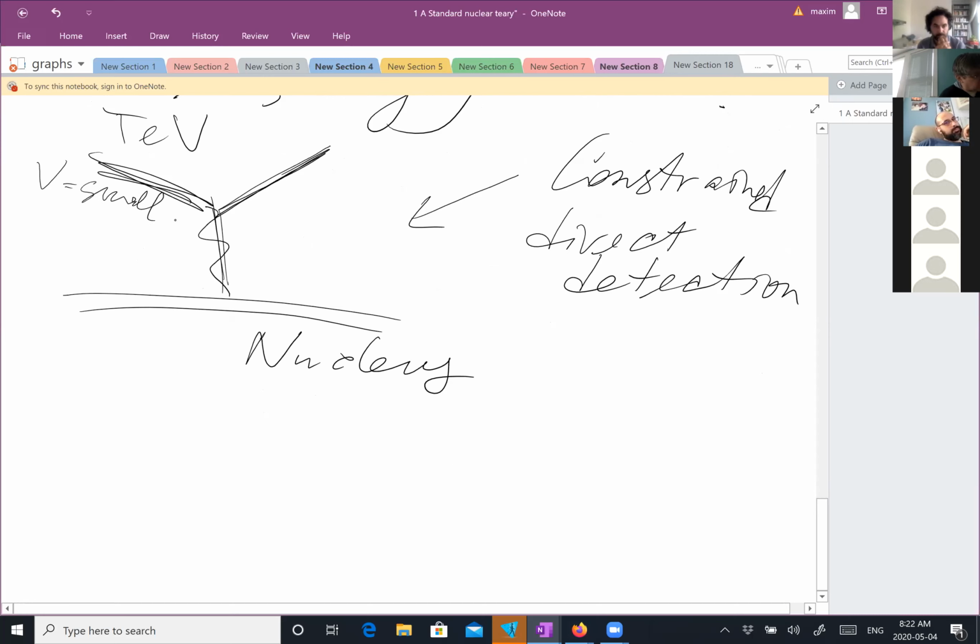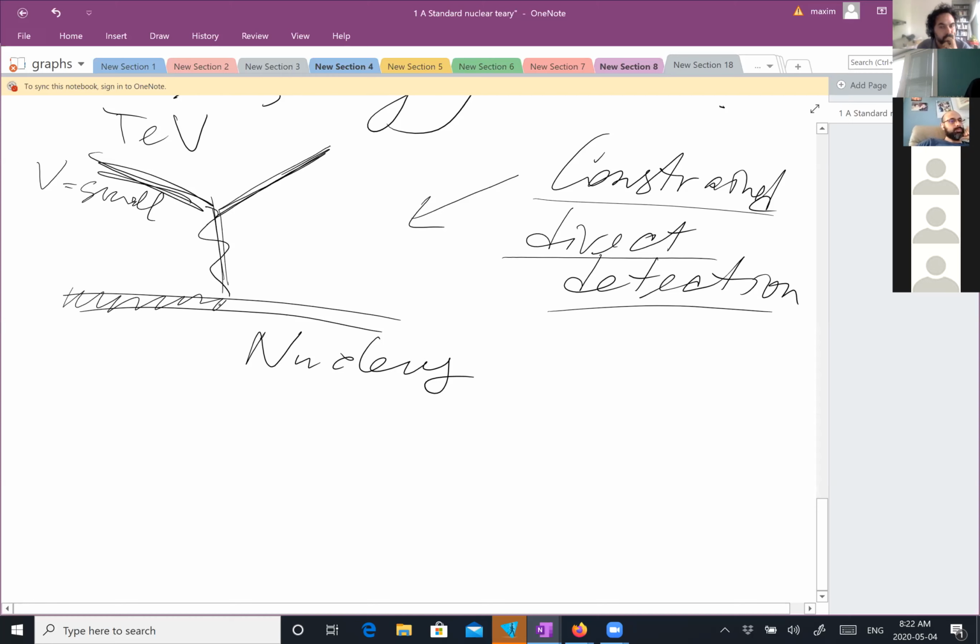And small meaning not 10 minus 3 of the speed of light, but something like 10 minus 8 or smaller, which would then be really not all that constrained by direct detection, because it will be a very, very slow nucleus. Now, this slow dark matter would not impart any energy in the elastic collision with the nucleus.